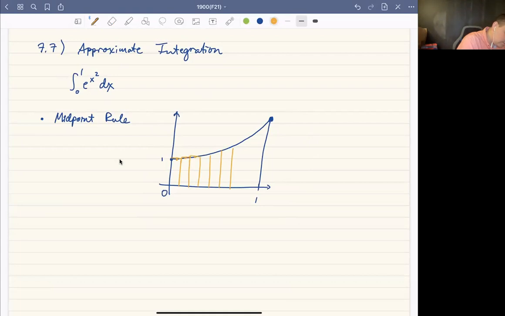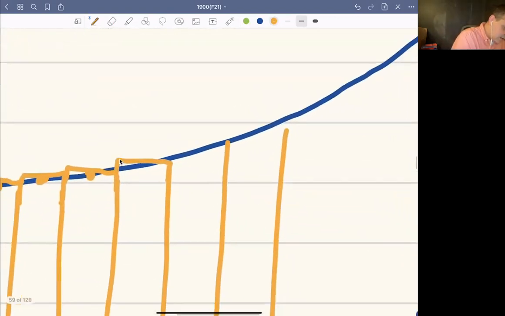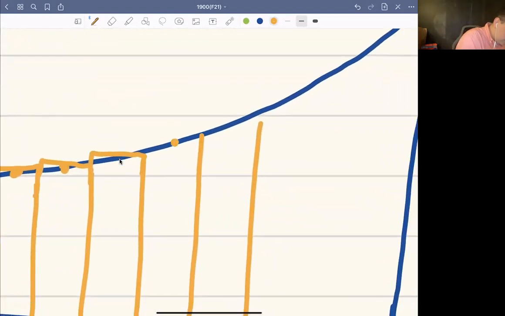and so on. If you were to zoom in really far, let's just zoom into one of these boxes so I can do this correctly. The height of the rectangle is going to be the value of the function at the midpoint of the interval.